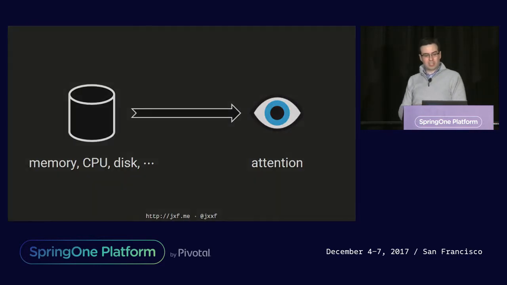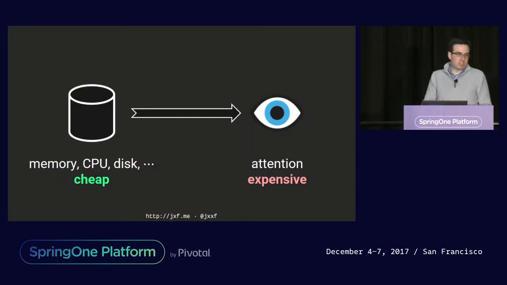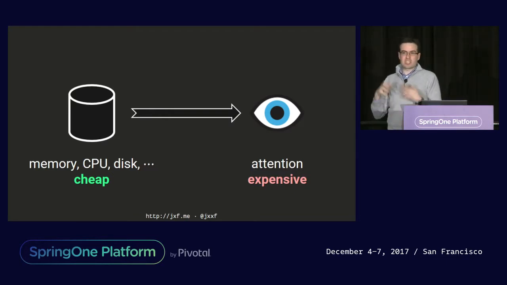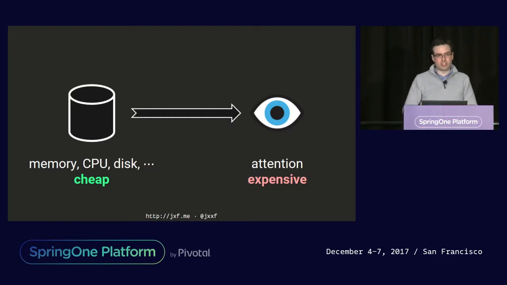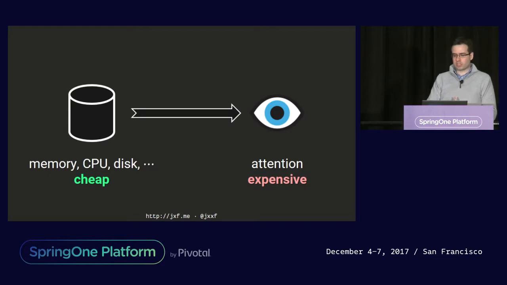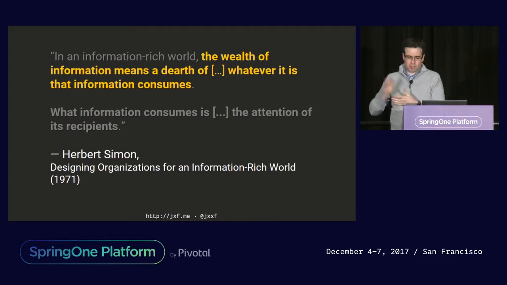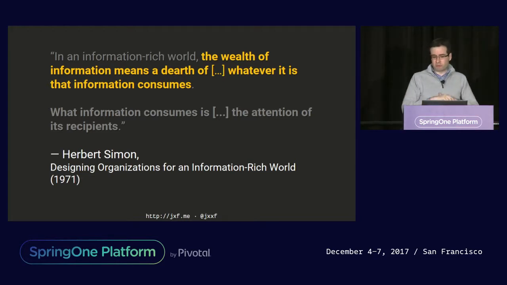And it turns out that measuring those things is super cheap. It's super cheap to measure memory or CPU or disk in a distributed system. It's super expensive to get a human to pay attention to what's happening with that system and understand 100 metrics. And this is best summarized by a political scientist named Herbert Simon, who wrote a book called Designing Organizations for an Information-Rich World.